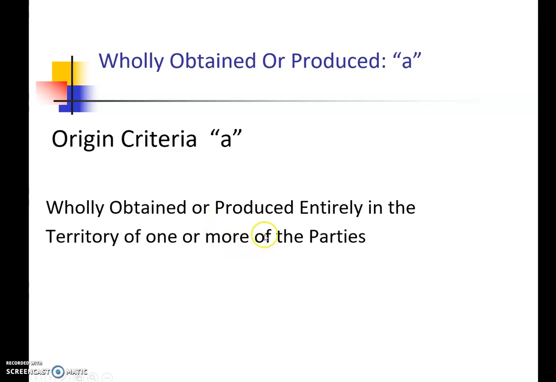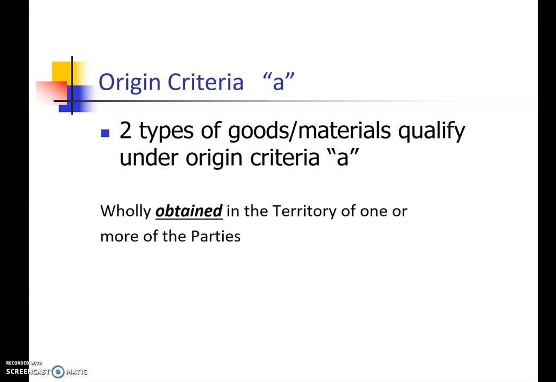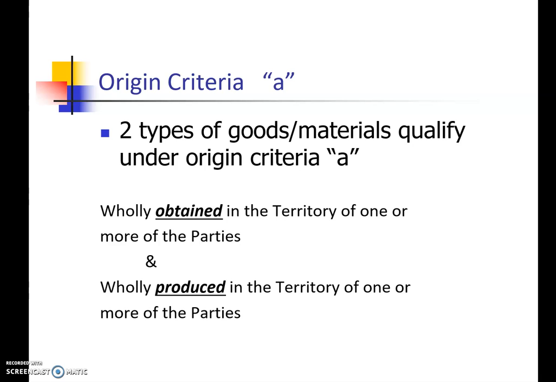So origin criteria A means wholly obtained or produced entirely in the territory of one or more of the parties. There are 2 types of goods or materials. Remember, a good can become a material. A good is the item that you're shipping to another country, but that good could be used by another company to make something else. Therefore, that good becomes a material. So there's 2 types of goods or materials who qualify under origin criteria A. The first is wholly obtained in the territory of one or more of the parties. Wholly obtained means we gathered, okay, or wholly produced in the territory of one or more of the parties.